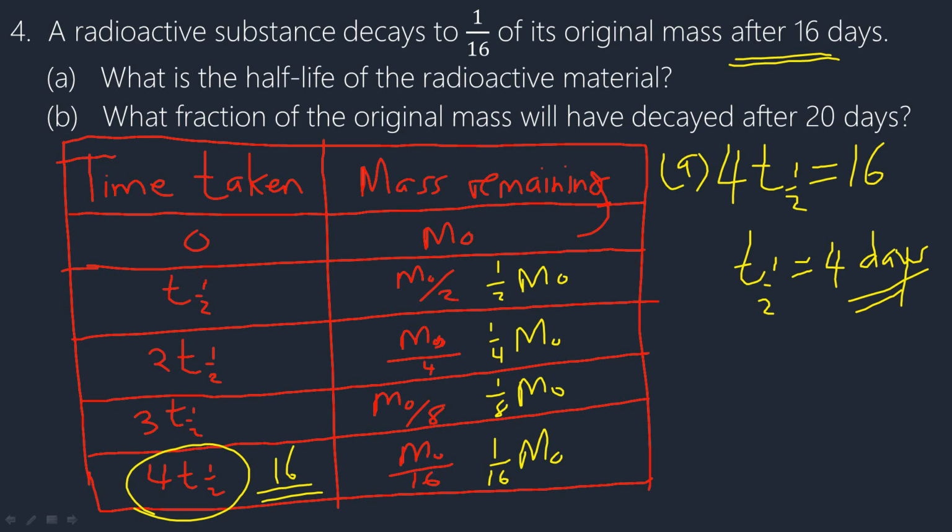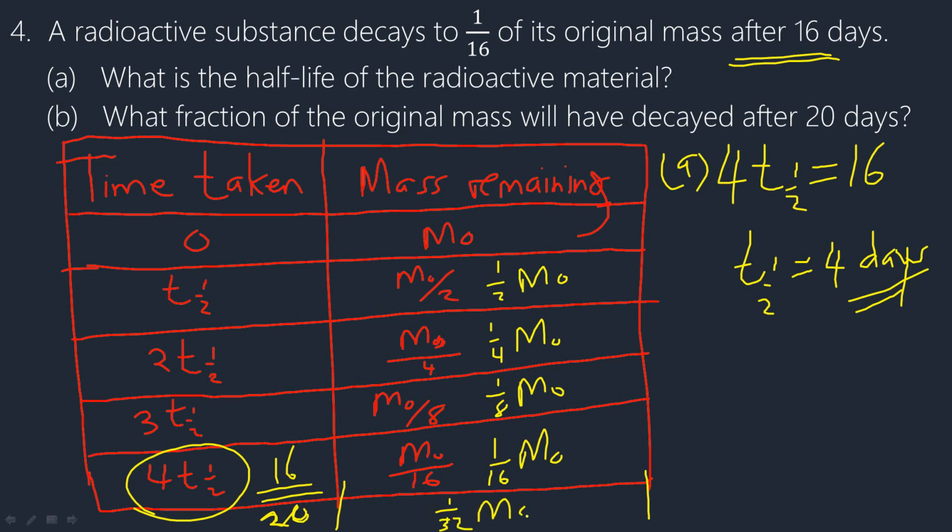Now part B says what fraction will have decayed after 20 days? After 20 days. Now, if you're using the table method, you just proceed downwards, just because I don't have space. You add another half-life so that they become 5, or in simple terms, now that you know the half-life, just add 4 days to the 16, and you end up with the 20. So the fraction which will be remaining will be 1/32.